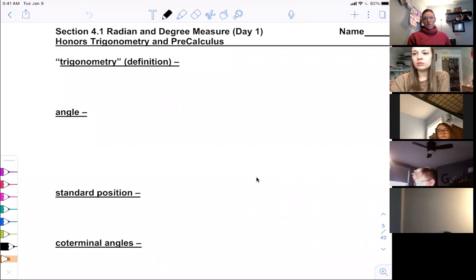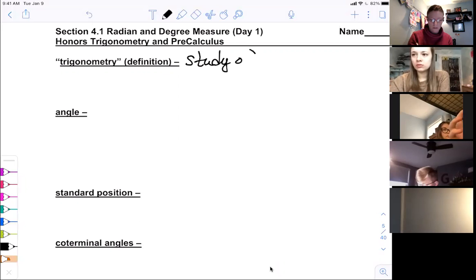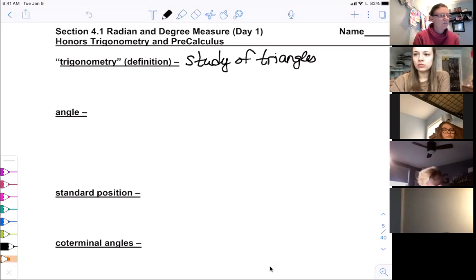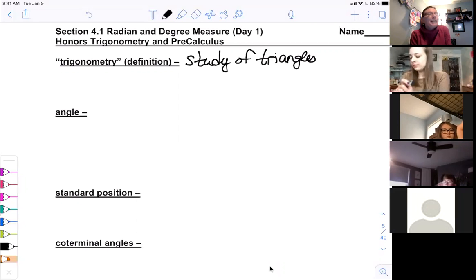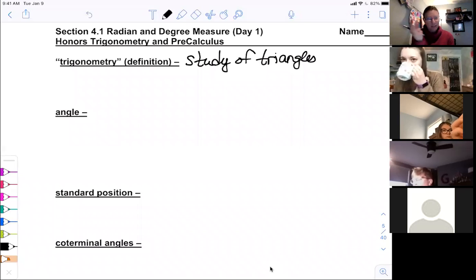So trigonometry really is the study of triangles. I like it because I can draw a triangle. That's why I like trig. And it is pretty amazing that one three-sided figure creates a whole subject in math, which I think is pretty cool. The triangle and the circle combined together create all of trig. So I feel like that's pretty cool.